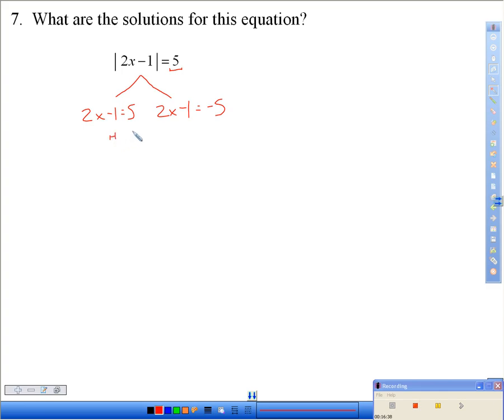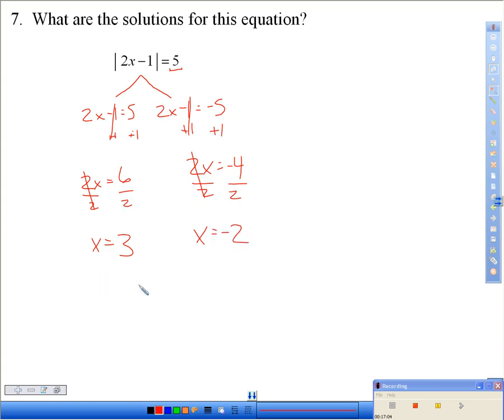Add 1 to both sides. And when we've done that, the 1's cancel, and we end up with 2x equals 6. Divide the left by 2 and the right by 2. The 2's cancel, and we get x equals 3. So one solution is 3, and then if we solve the second equation, we're going to end up with 2x equals negative 4. Divide the left and the right by 2. The 2's cancel, and x equals negative 2. So these are our 2 solutions.